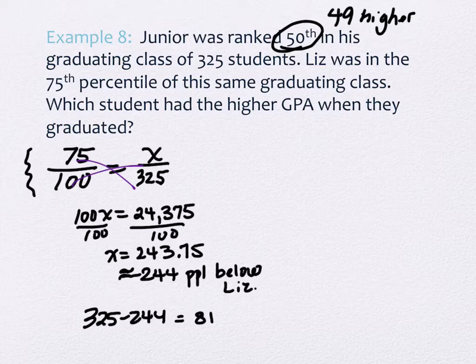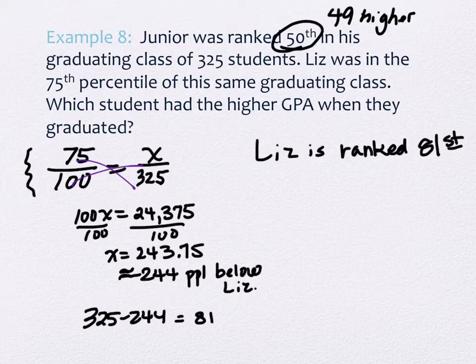Right? So Liz is ranked 81st. Right? That's what we just found out. Liz is ranked 81st. So which student had the higher GPA when they graduated? Junior did, because his class rank is higher.